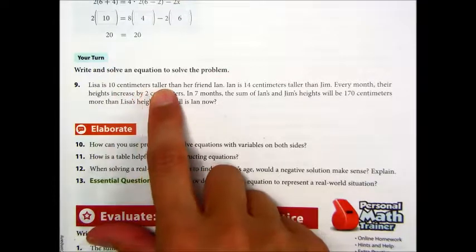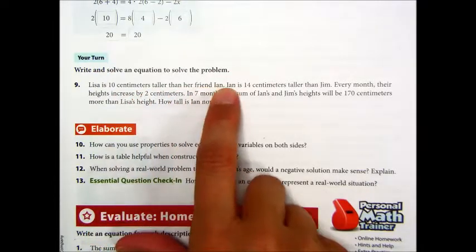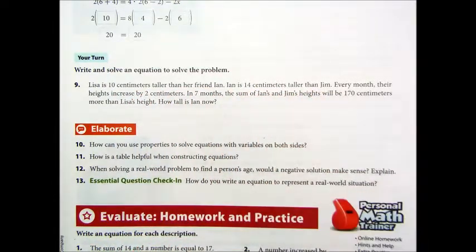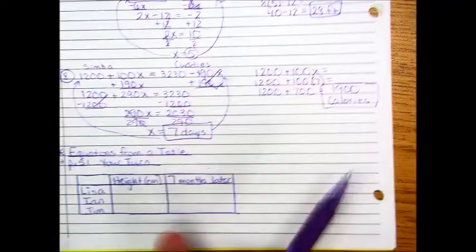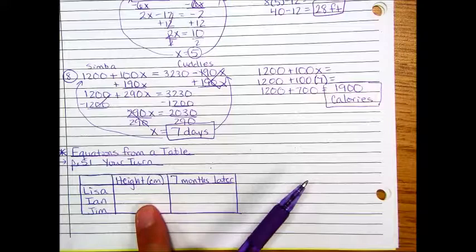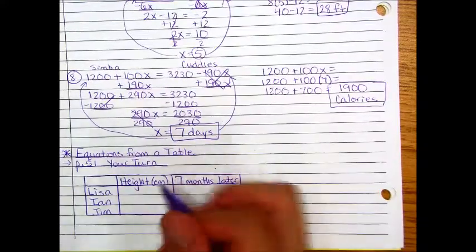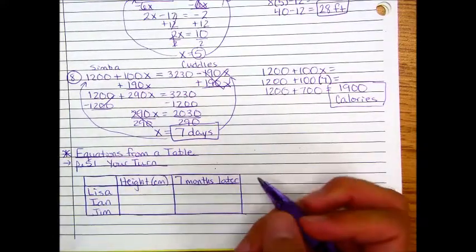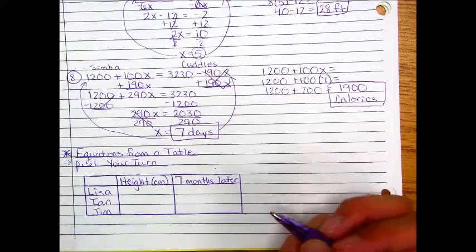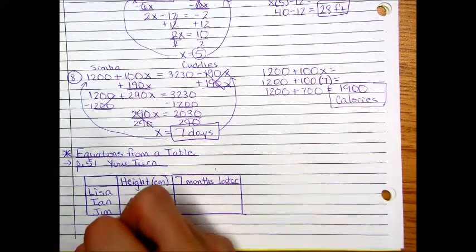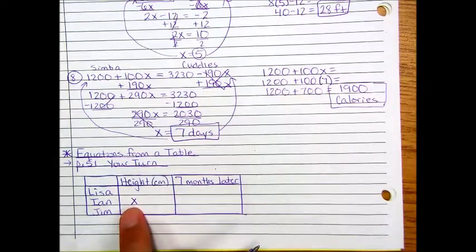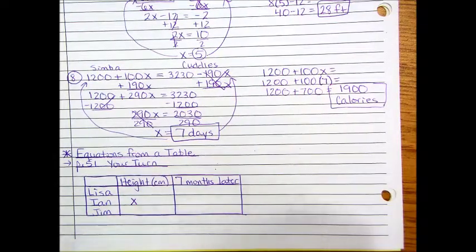Lisa is 10 centimeters taller than her friend Ian. Ian is 14 centimeters taller than Jim. So what I've done is I've made a table containing Lisa, Ian, and Jim. And we are going to use Ian as our variable because that's what we are asked to solve for at the end of this problem: how many centimeters tall is Ian? So Ian is going to become my x. And I'm going to relate Lisa and Jim to him.